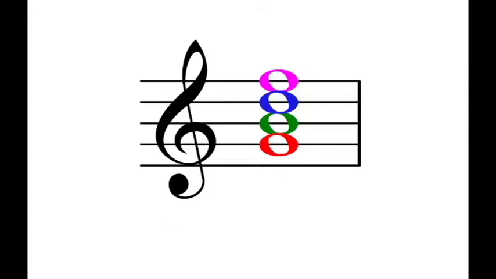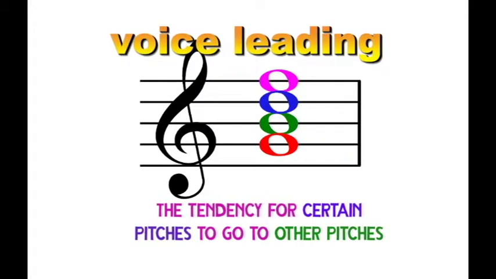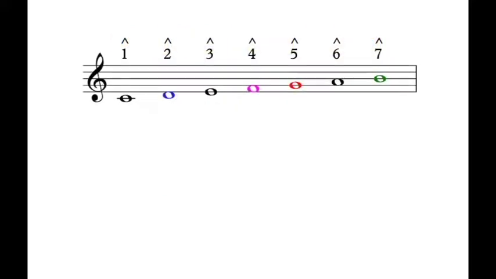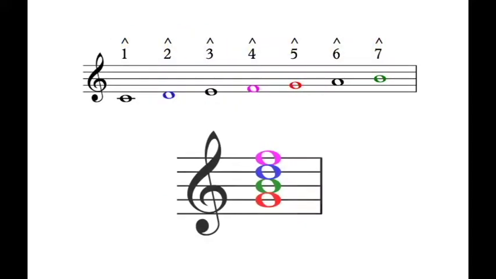Proper resolution of the dominant seventh requires an understanding of voice leading, or basically the tendency for certain pitches to go to other pitches. If we take the notes of the 5-7 chord and apply them to our C major scale, we can see that each chord member has a place in the scale. And by doing this, we can understand the functionality of each note. For example, the root will always be the 5th scale degree.